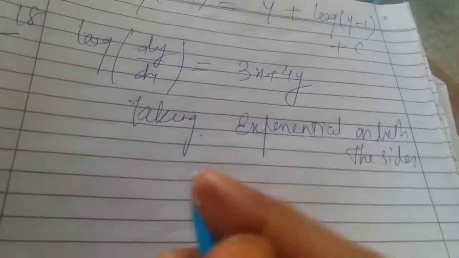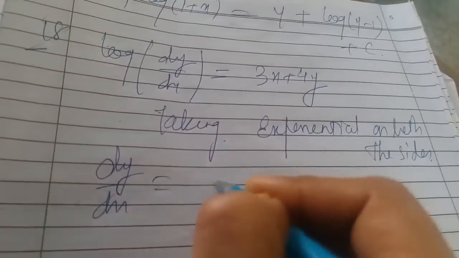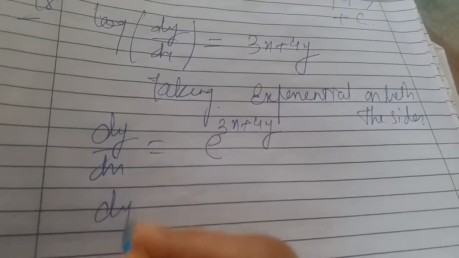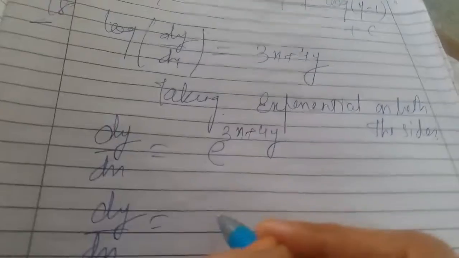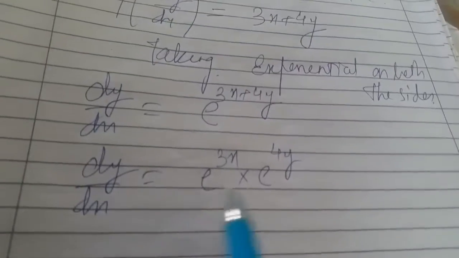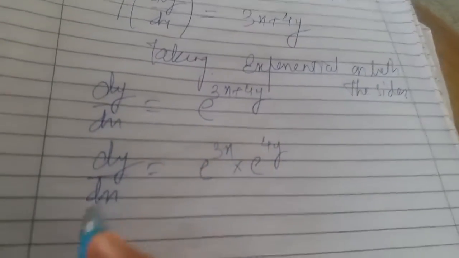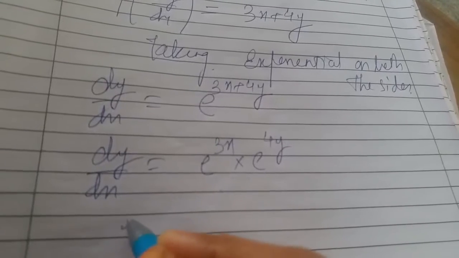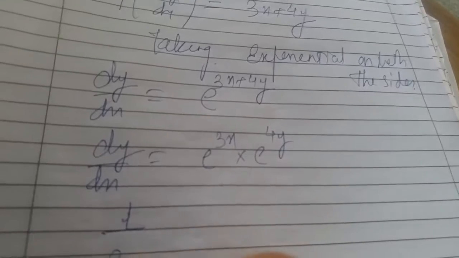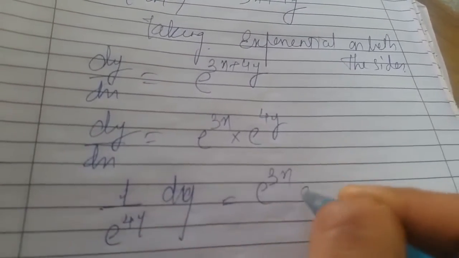Otherwise we will not be able to simplify it. So if we take the exponential, this becomes dy by dx, and on the other side e to the power 3x plus 4y. So it will become dy by dx equals e to the power 3x into e to the power 4y. When bases are the same and there is a multiplication between them, the powers should be added. So on separating, 1 upon e to the power 4y dy, and here it is e to the power 3x dx.